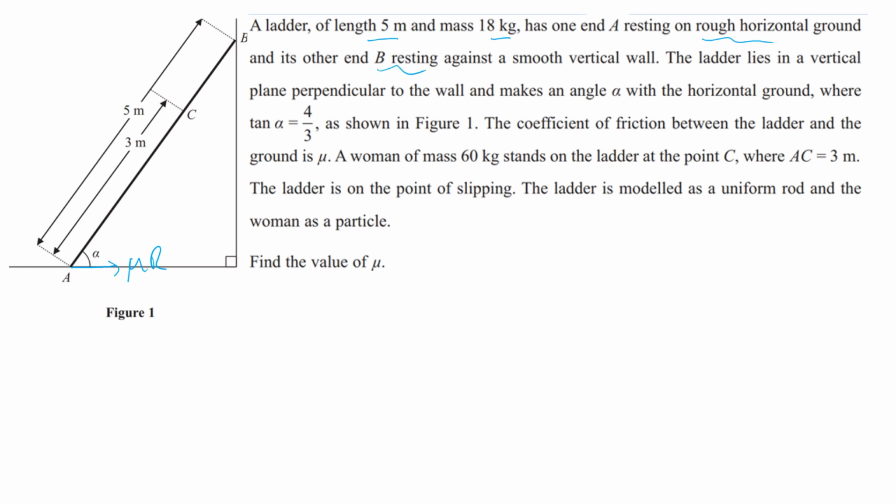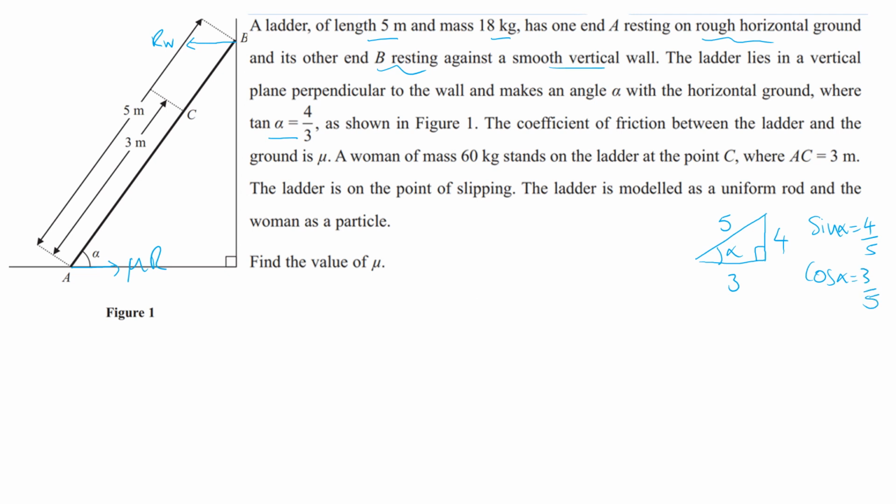The other end is at B, resting on a smooth vertical wall. So because it's smooth, there's no friction, but we will have horizontally a reaction from the wall. The ladder lies in a vertical plane, and we've got an angle where tan alpha is 4/3. So as soon as I see that, I would draw myself a triangle. I would put alpha, and the tan of it is 4/3. So the hypotenuse is going to be 5. Sine alpha will be 4/5, and cos alpha will be 3/5.